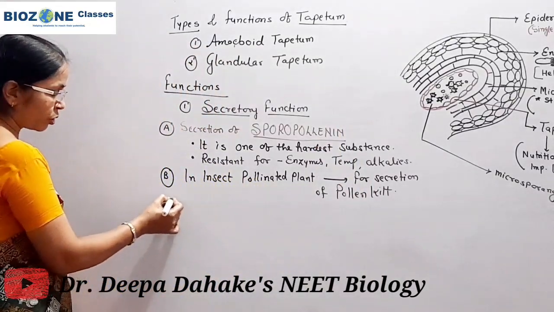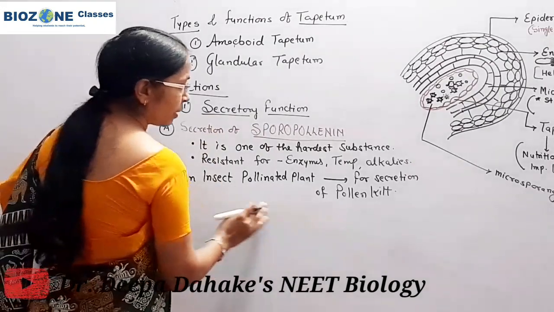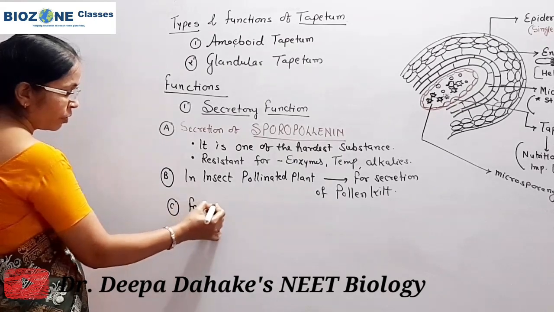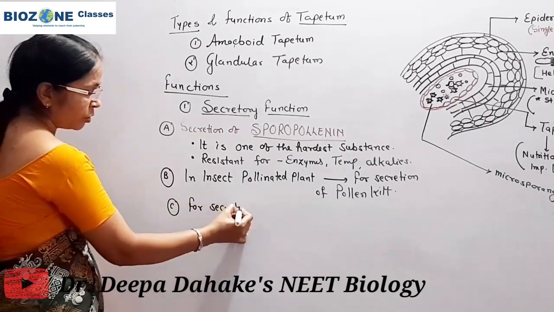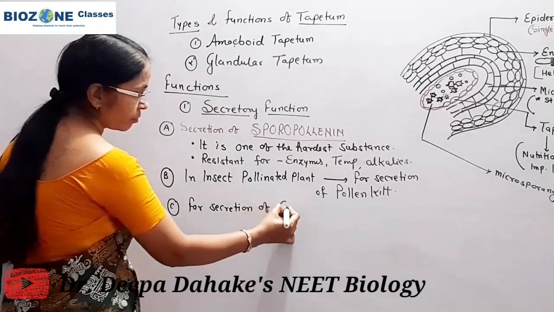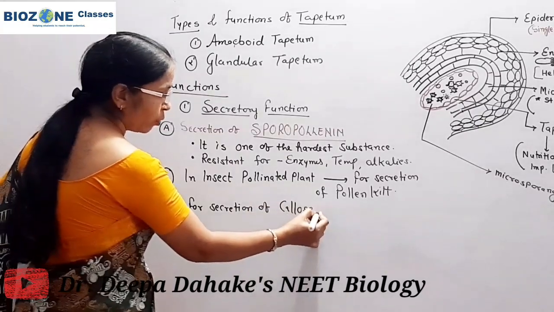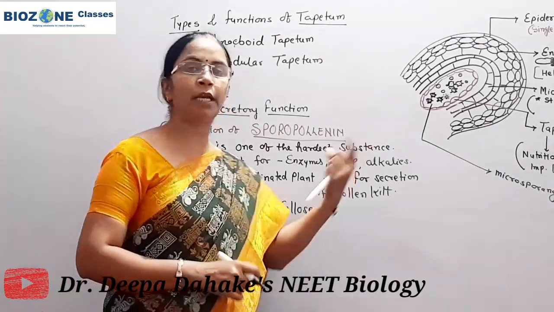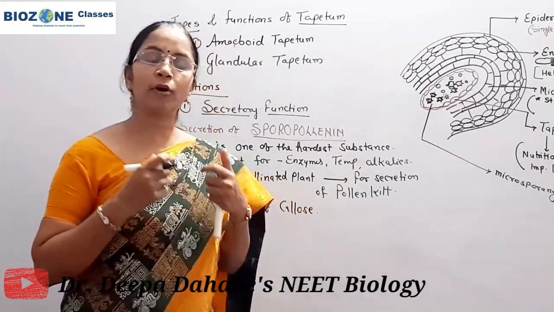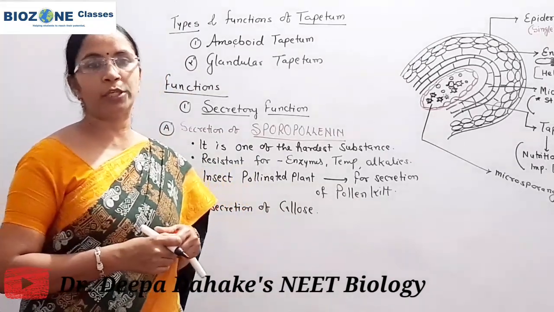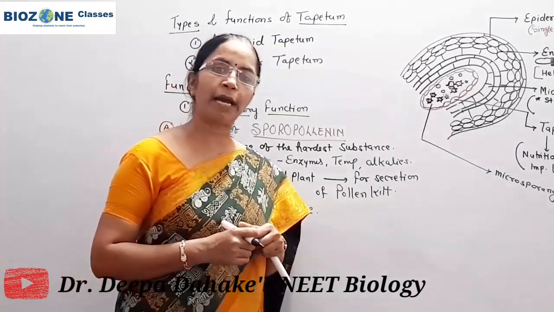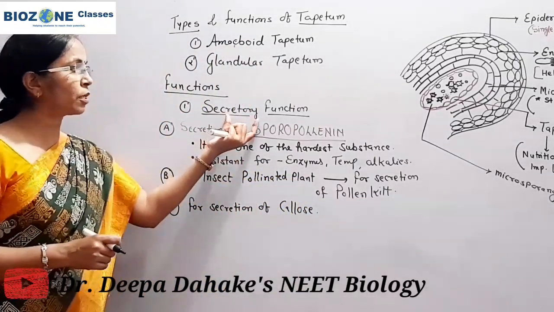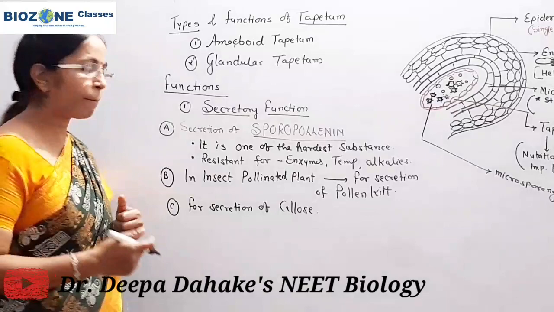The third function of the tapetum is the secretion of callose. Callose pads, or callose, is predominantly responsible for the formation of the tetrad of microspores. So this much you remember for the secretory functions of the tapetum.